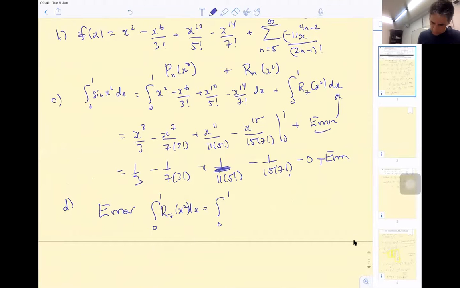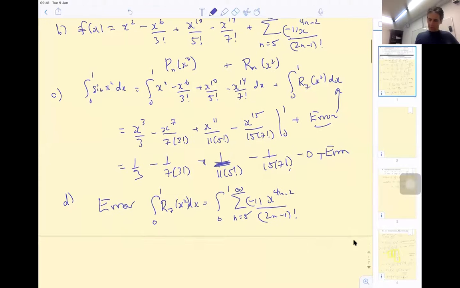Nice. I mean, the summation as n goes from 5 to infinity of (-1)^n x^(4n-2) over (2n-1) factorial. Okay, so that error is the integral of an alternating series.